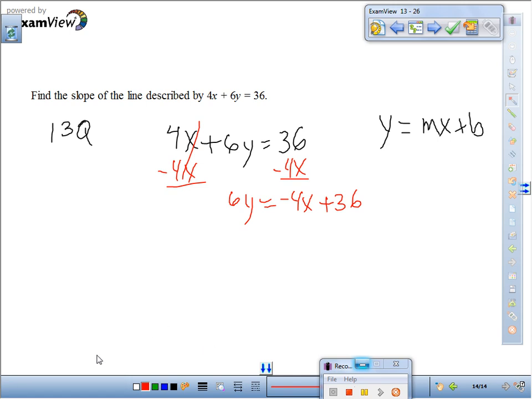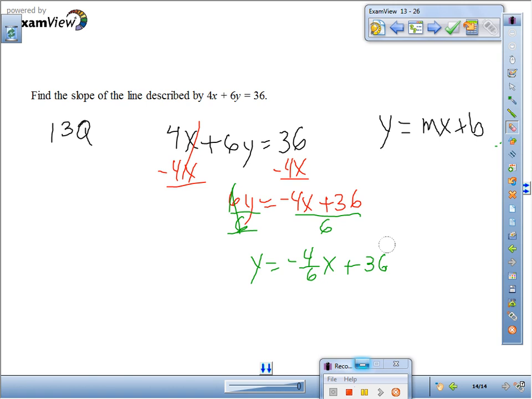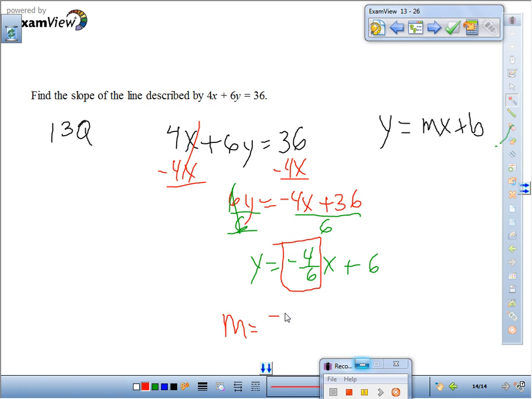Hands if you did that step. Okay, next. Divide by 6, divide by 6. We're left with y equals negative 4 over 6x plus 36 divided by 6. Yes? Okay, just checking. So now, what is our slope? m equals negative 4 over 6, which means, in simplified, it's negative 2/3. Simplify it, please.